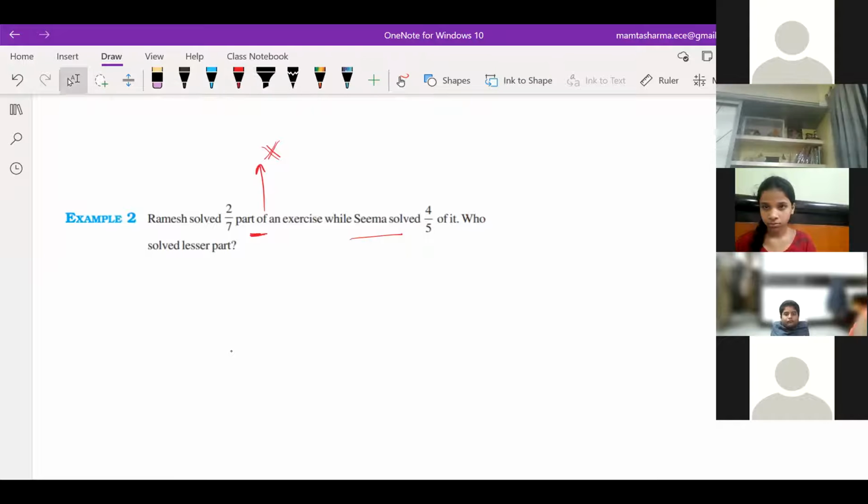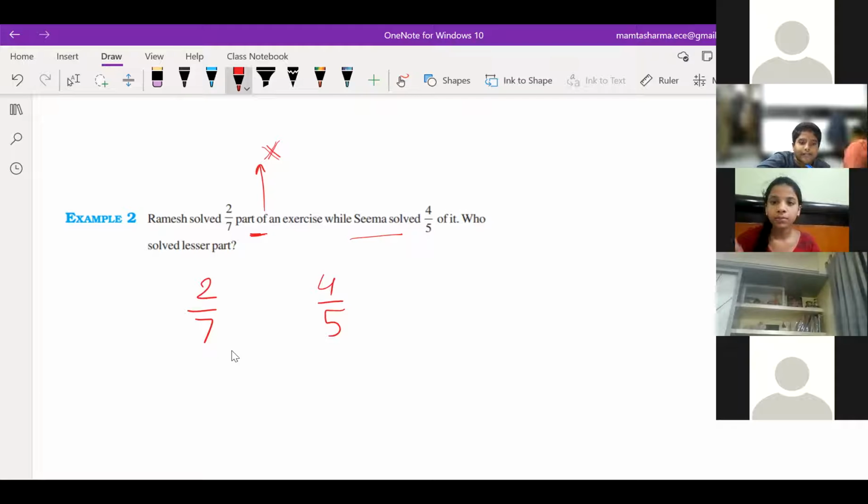Tell me. First find out the exercise solved by Ramesh. Okay, no need to actually do anything. Just tell me who solved the lesser part. Which one is less? 2 by 7 is less or 4 by 5 is less? 2 by 7 is less, ma'am.